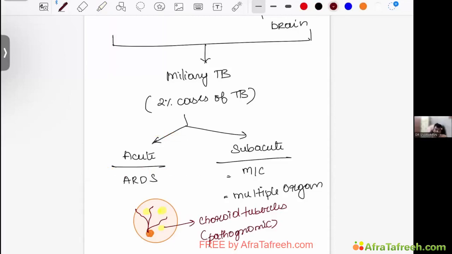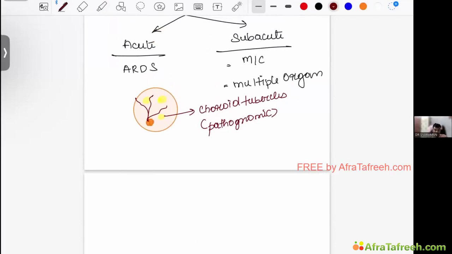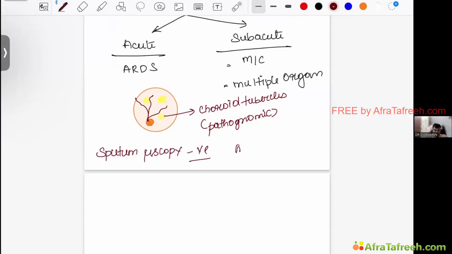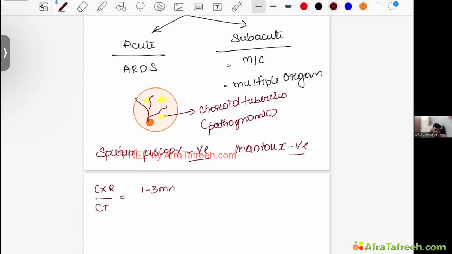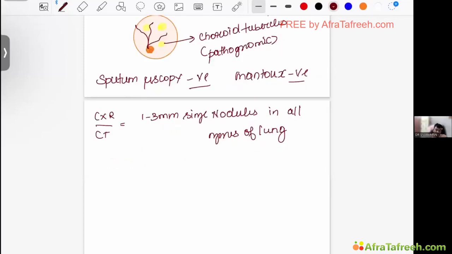miliary tuberculosis. Okay, and if you take the sputum sample of this patient and see it under the microscope, the sputum microscopy will be negative. It will not show any organism, and these patients will be MAN2 negative. I will tell you what MAN2 is later. If you do a chest X-ray or a CT scan, it will show 1 to 3 millimeter size nodules in all zones of the lung, which resemble millet. So for that reason, it is called miliary tuberculosis.